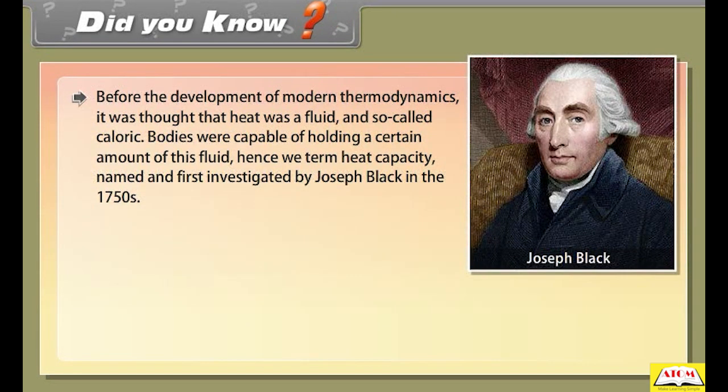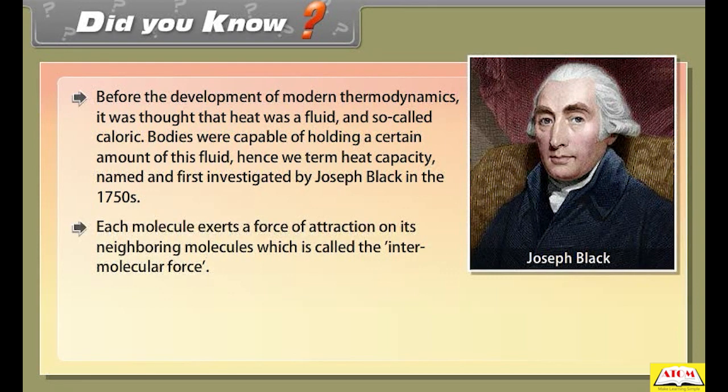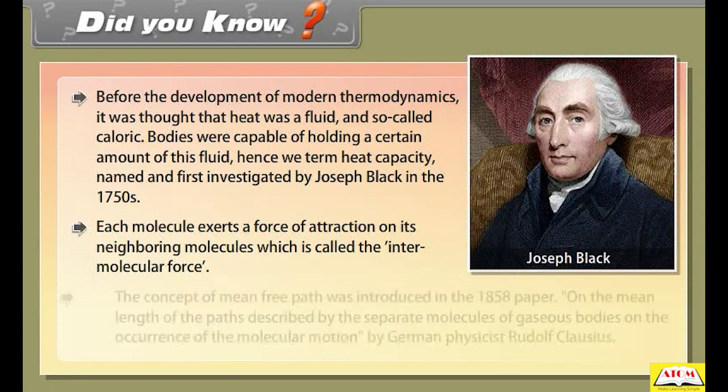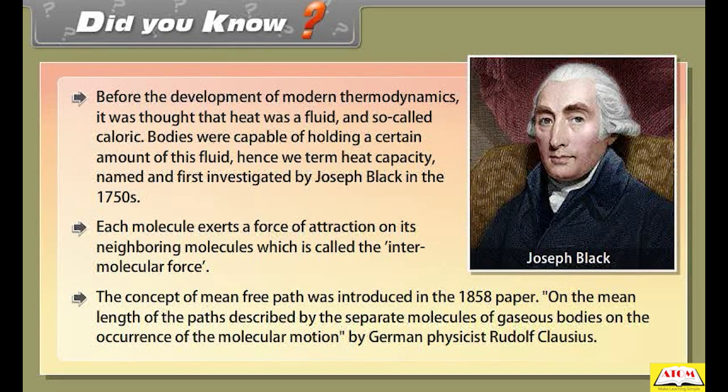Did you know? Before the development of modern thermodynamics, it was thought that heat was a fluid called caloric. Bodies were capable of holding a certain amount of this fluid. Hence, we term heat capacity, named and first investigated by Joseph Black in the 1750s. Each molecule exerts a force of attraction on its neighboring molecule, which is called the intermolecular force. The concept of mean free path was introduced in an 1858 paper on the mean length of the paths described by the separate molecules of gaseous bodies on the occurrence of the molecular motion by German physicist Rudolf Clausius.